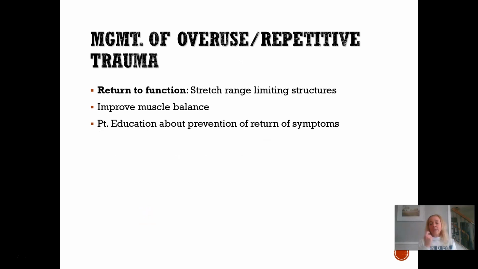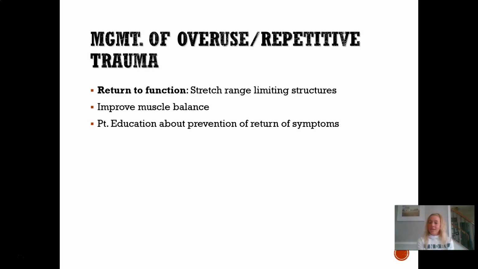And again, once we get the person calmed down, it's trying to make sure that they make a gradual return to whatever activity it was that they were doing that caused the problem. Continue to stretch. It's important to teach them to do a pre and post workout stretch to try to maintain the length, strength, muscle balance relationship there. And then patient education, again, about preventing that return of symptoms.